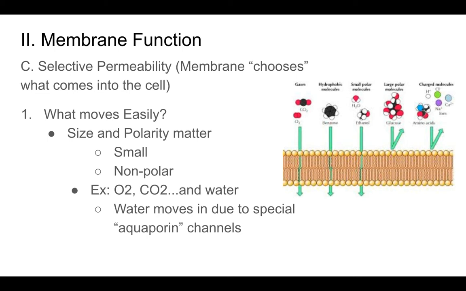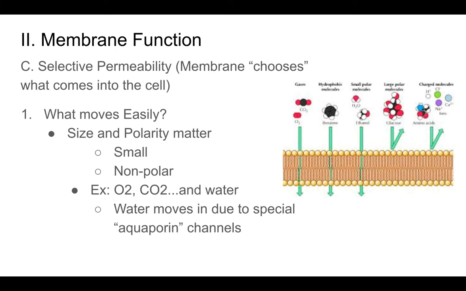Water, we're going to come back to. Water moves in. It's small, so it moves, but it's polar, and so it moves a little bit slow. So there are protein channels called aquaporins that help to account for the fact that our cells need to regulate water pretty regularly. These channels will allow the water to move in much faster than it would normally cruise through on its own. So water gets a little bit of help in the form of these special aquaporin channels so that it can move through faster than it would at its natural pace.